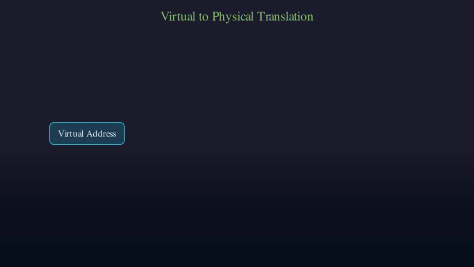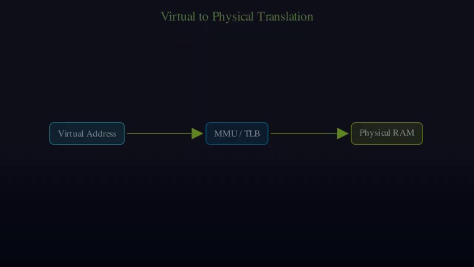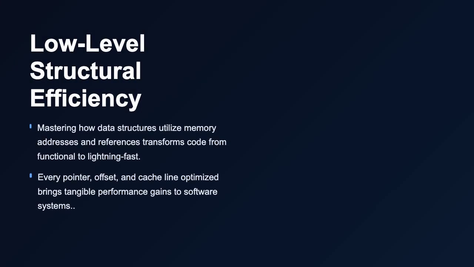Modern operating systems use virtual memory and translation lookaside buffers to map logical data structure addresses to physical RAM frames. This abstraction ensures programs operate in secure, isolated memory spaces. Mastering how data structures utilize memory addresses and references transforms code from functional to lightning fast. Every pointer offset and cache line optimization brings tangible performance gains to software systems.